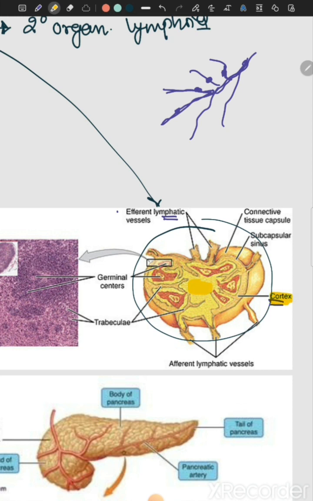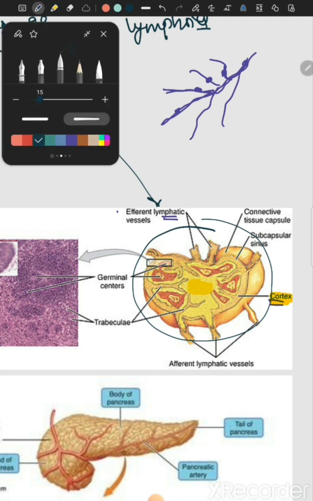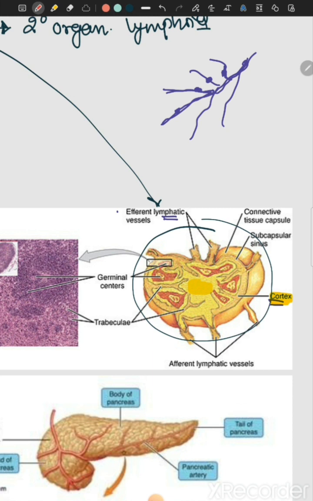Now here, the cortex contains the aggregation of the B lymphocytes, the primary follicles, and the secondary follicles, which have a pale and central germinal layer. Now the inner medulla consists of the medullary cords, the lymphocytes and plasma cells, and there are medullary sinuses between the cortex and medulla.